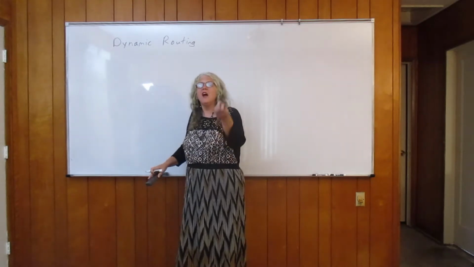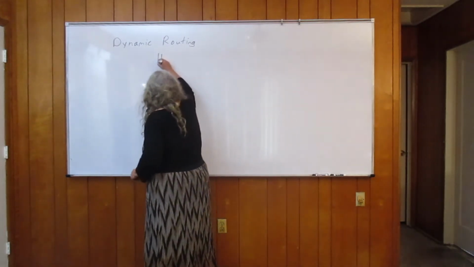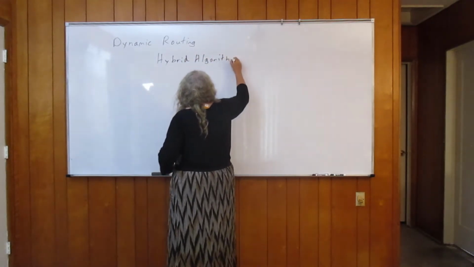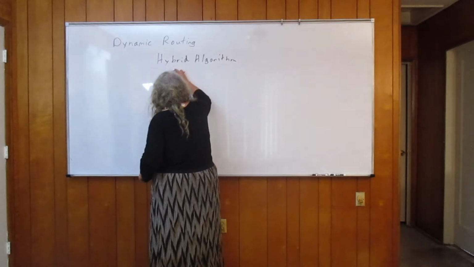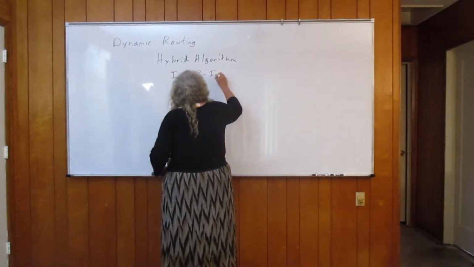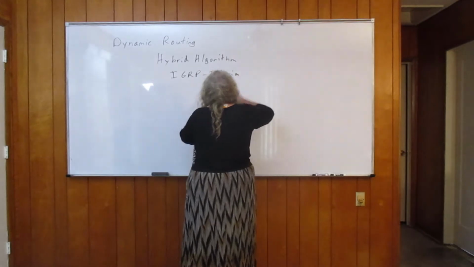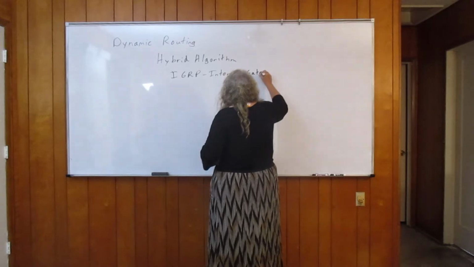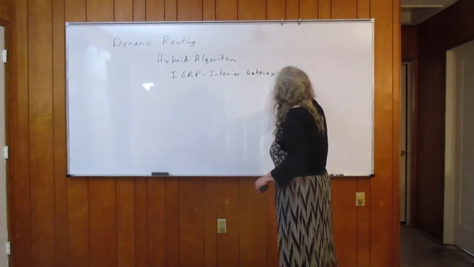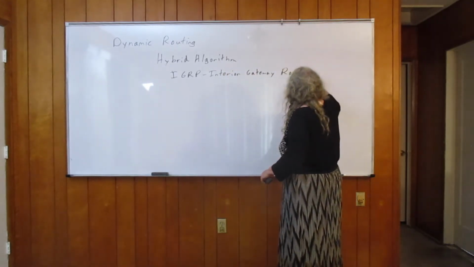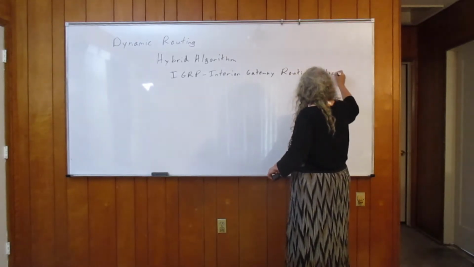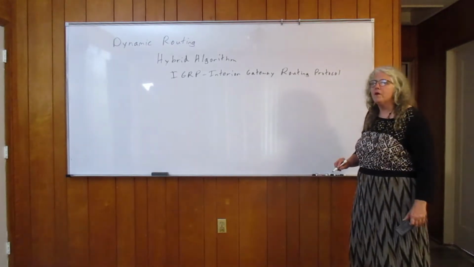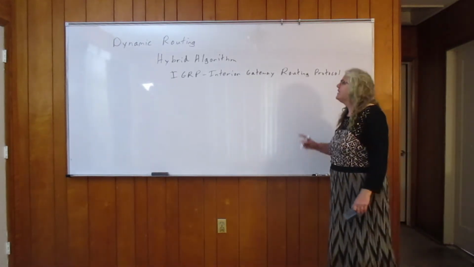Now let's next look at a hybrid algorithm, the Interior Gateway Routing Protocol. It actually uses a number of different metrics to find the best path.